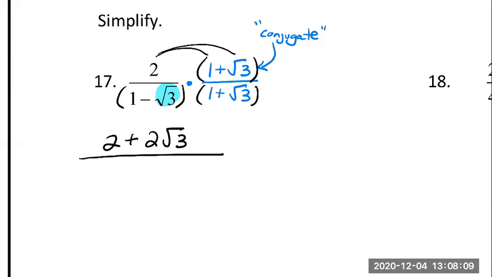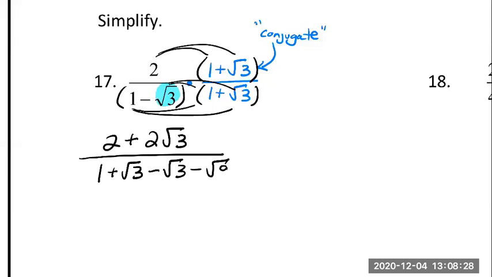In the denominator, we distribute the 1. So that would be 1 plus root 3. And then distribute the square root 3. So that would be minus root 3, minus root 3 times 3 is 9.